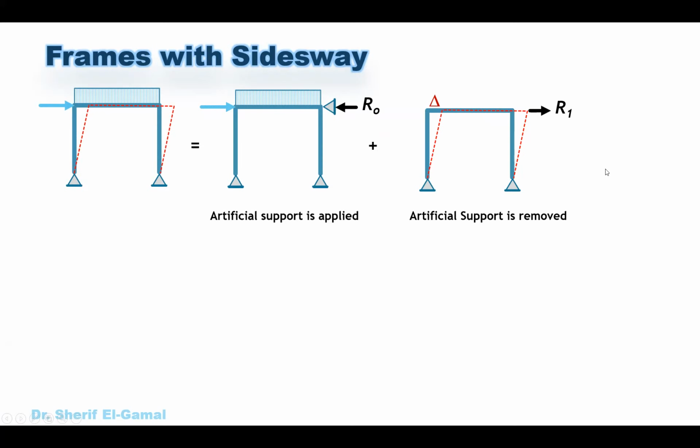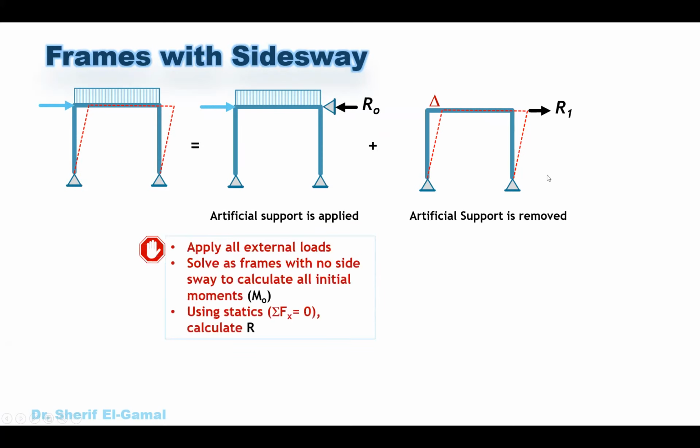But there are very important points we need to see here. In the first case, when we assume an artificial support, all loads should be applied. In this case, the first case, we apply all external loads on the frame. Then we solve as a frame with no side sway to calculate all initial moments. We call it M0. And using statics for the same frame here, we get the summation of forces in the horizontal direction equals 0. We get the value of R0, which is this value.